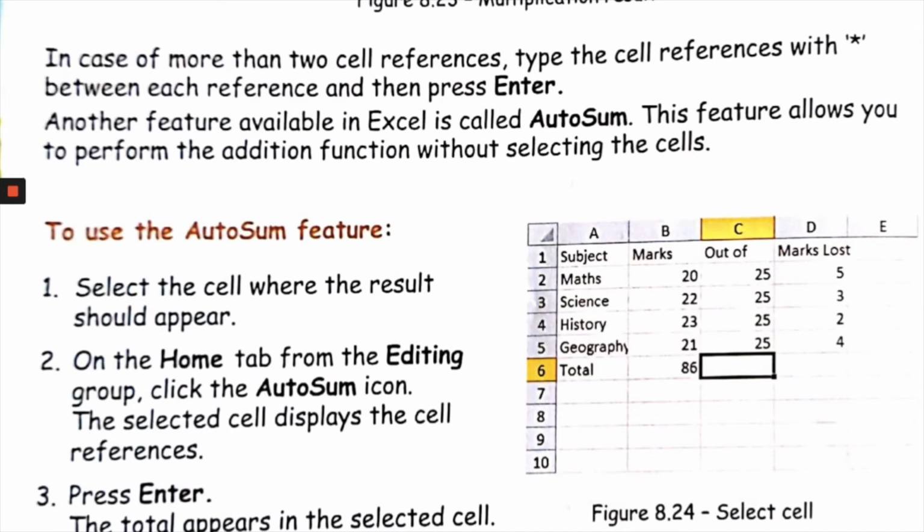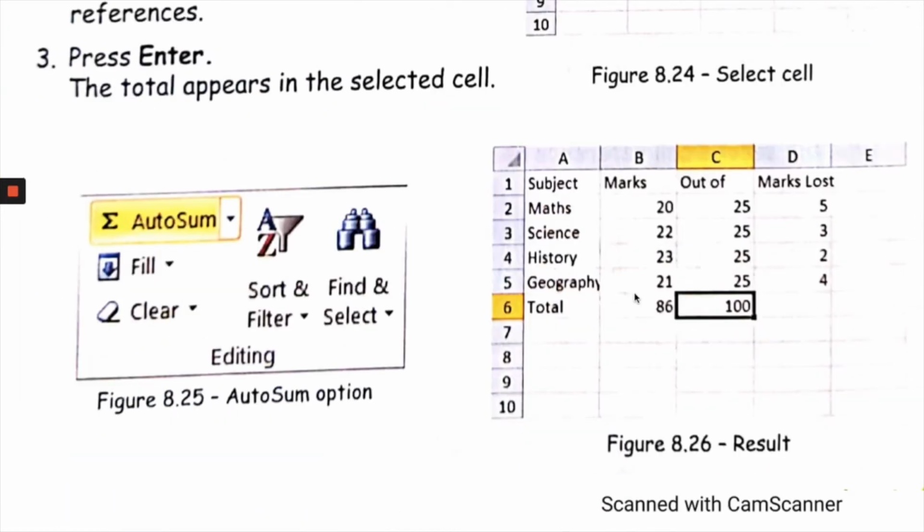The total appears in the selected cell. The sum for all of the 4 values will be taken and the result will be shown in C6. So if you want to know where the Autosum is, the Autosum option is shown in figure 8.25, and when you do that, the result 100 will appear in the cell C6.